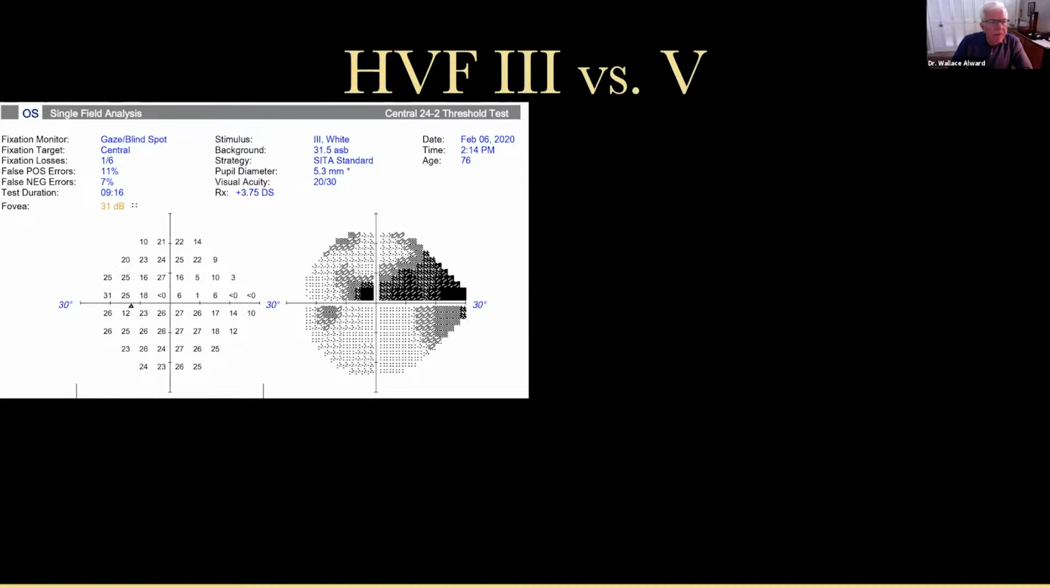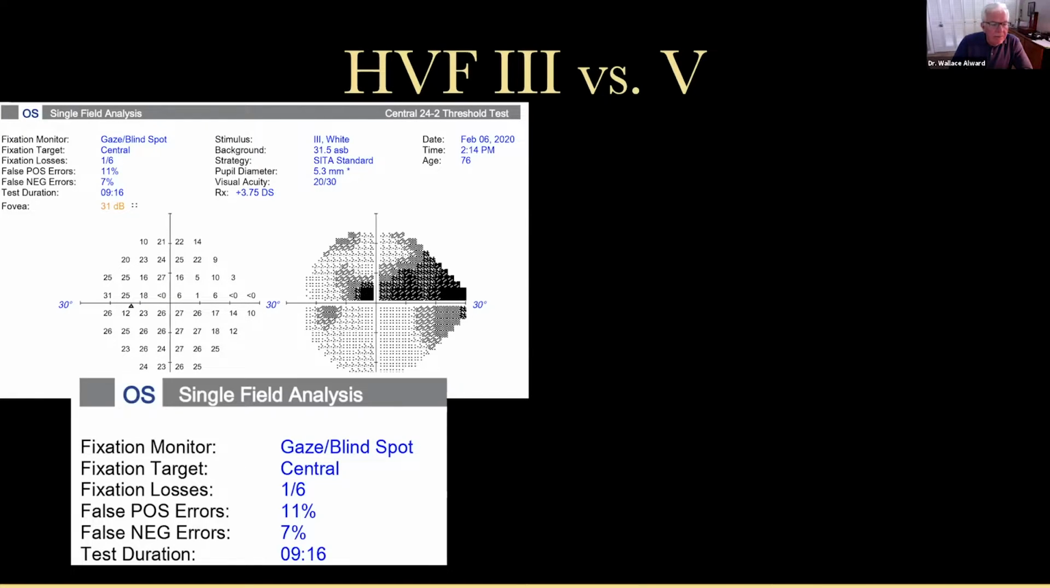So this is somebody with a superior arcuate defect, mostly a little bit of loss area inferiorly, pretty poor performance, 11% false positive errors, 7% false negatives. This is somebody who I switched over to size 5.